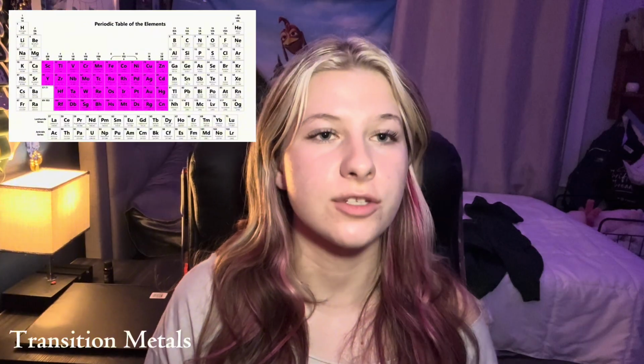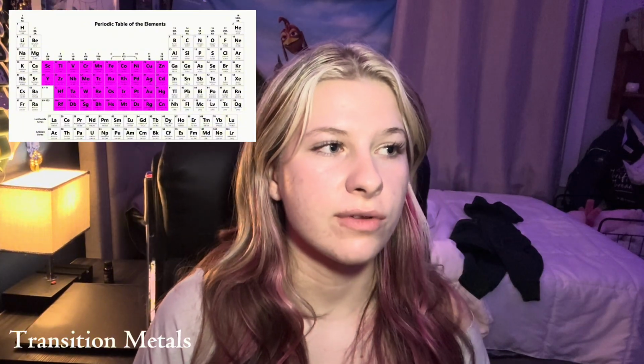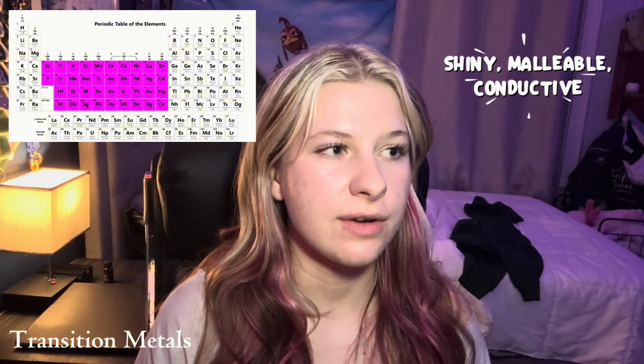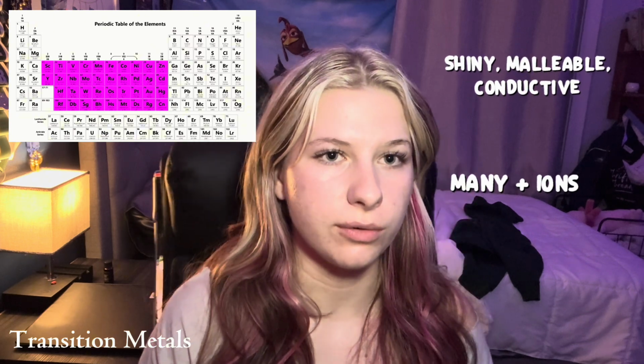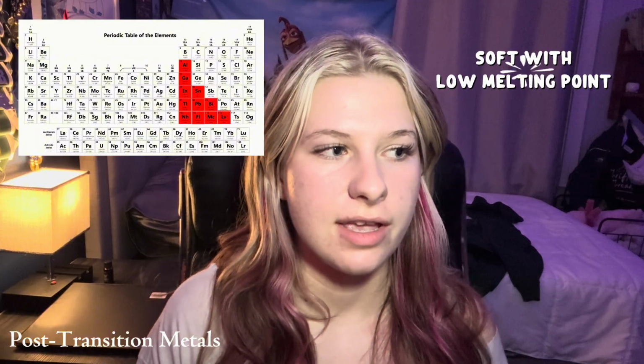Our second group is alkaline earth metals. They're super reactive, but a little less than alkali metals. They form +2 ions, and examples include magnesium and calcium. Next are our transition metals, which are found in groups 3 to 12. They're found in the middle, shiny, malleable, and conductive, and can form multiple positive ions. Some examples are iron and gold. Next are post-transition metals. They're soft and have low melting points. Some examples include tin, lead, and bismuth.